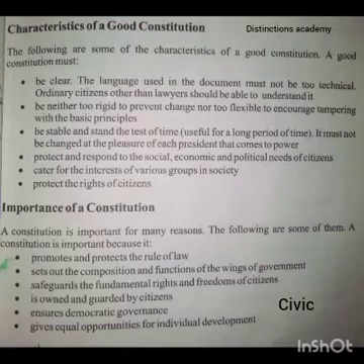And then it should protect and respond to the social, economic, and political needs of citizens. An example of social needs, for example, is the right to form groups, like gatherings, people having rights; those are social groups. Economic needs, for example, the right to employment, to do business, the right to make a living.